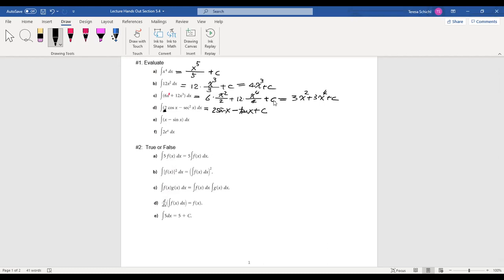Now let's take a look at this one. This is x, and remember x is x to the first power, so this is x squared over 2. And the minus, what is the derivative for the sine? In here it's very convenient to have the negative sign. What becomes a negative sine when you take the derivative? It is cosine x, that's right, and the plus c.